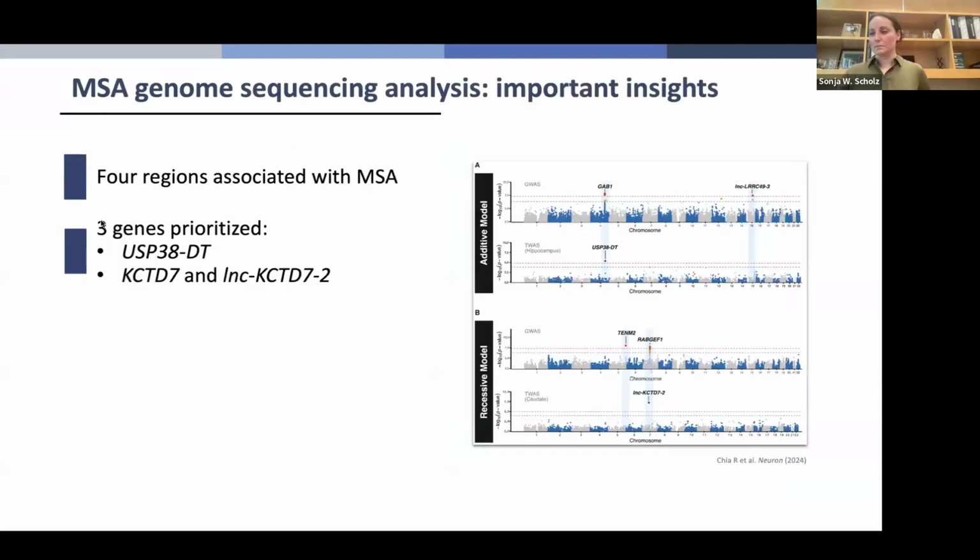And so, as a major highlight, what we actually found was we did a so-called genome-wide association study where we screened over 9 million variants across the entire genome, and we looked for significant differences. And we indeed identified 4 different regions in the genome that are different in MSA patients compared to controls.